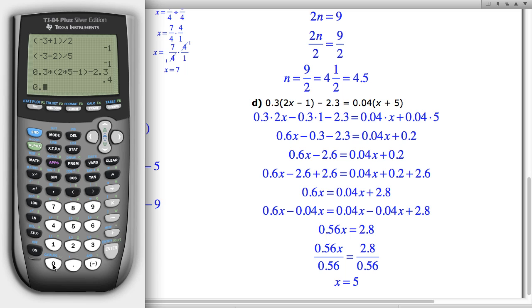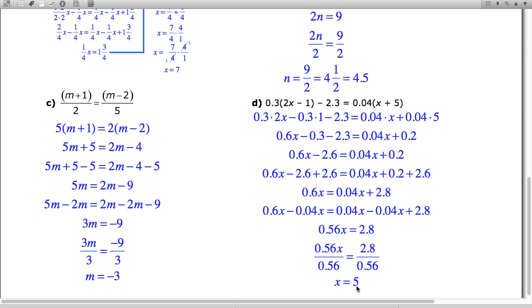So we're doing 0.04 times x, which we think is supposed to be 5, plus 5, and that gives us 0.4. You can see the left-hand side of the equation and the right-hand side of the equation are equal when x is equal to 5, so therefore we do have a valid solution.